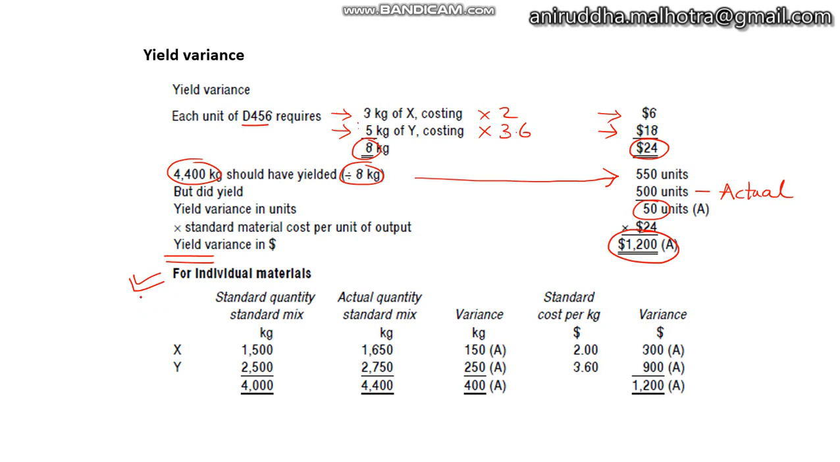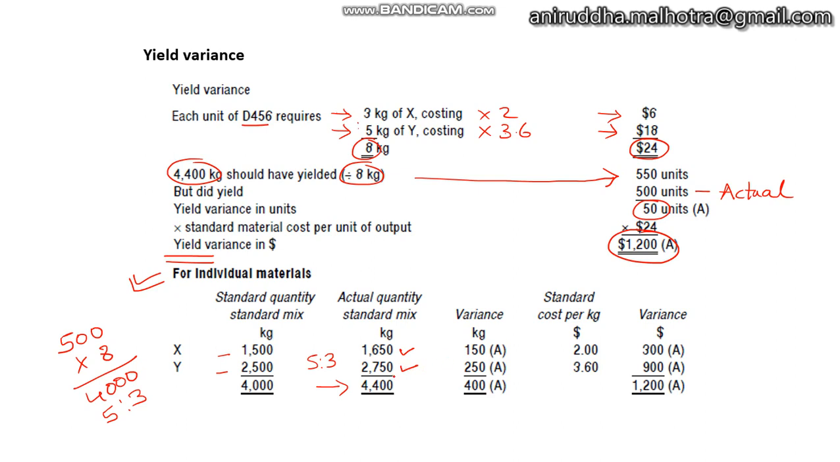So when you're looking at individual ones, what we do is we see that for our actual production of 500 units, we should have used how many kgs in the standard mix? 500 into 8, that means 4000 kgs. Split this 4000 kgs in the ratio that is 3:5, so you have 1500 and 2500 over here. Compare this with the actual number of kgs that you have used, but again split in the same ratio, that is 3:5. So 1650 and 2750.